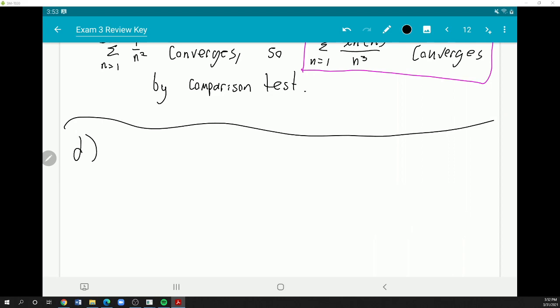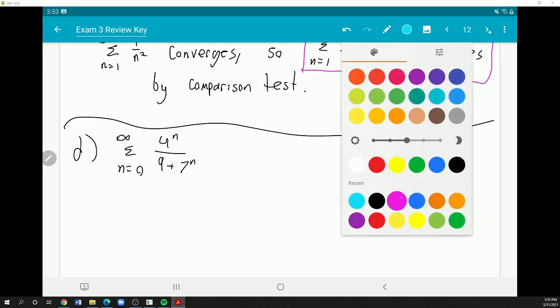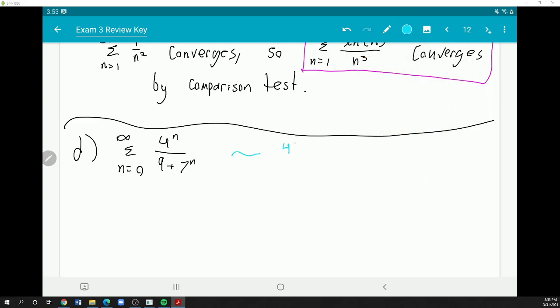And now part D. Sum n equals 0 to infinity. This one's fine: 4 to the n over 9 plus 7 to the n. I look and I kind of think this converges. And in fact, we can do the same thing. This looks a lot like 4 to the n over 7 to the n. That sum converges because it's a geometric series.